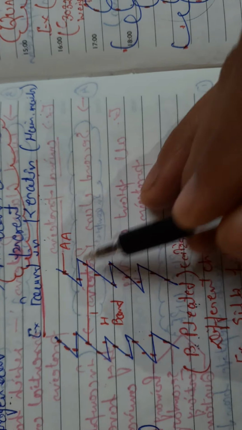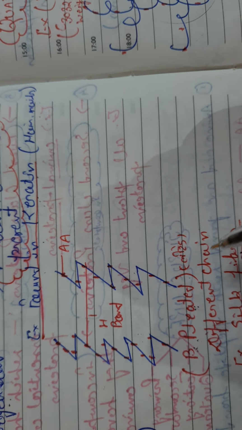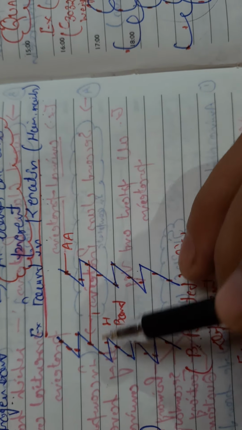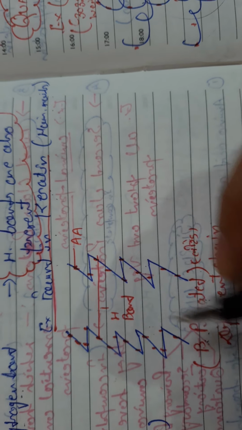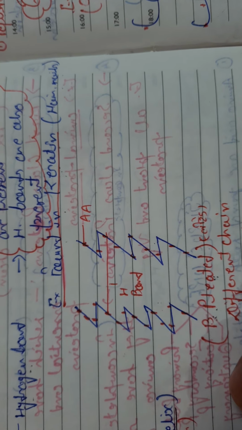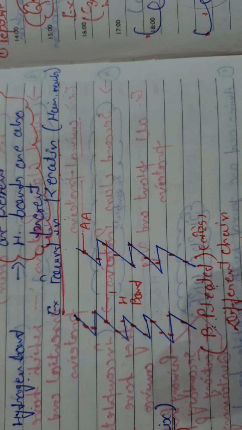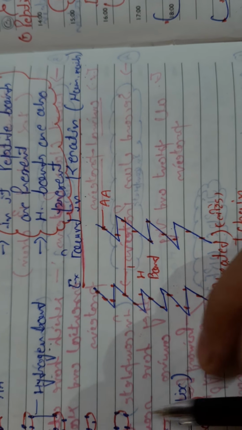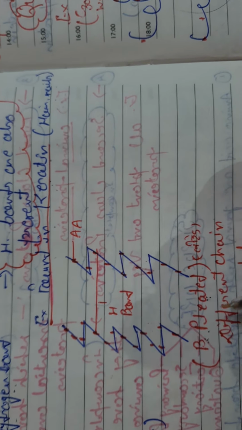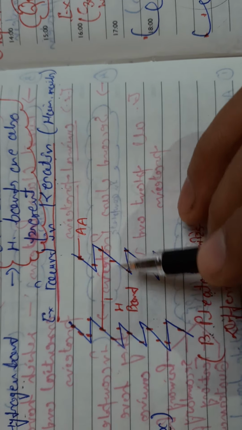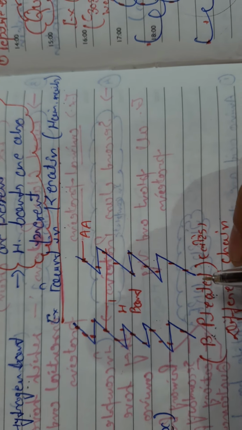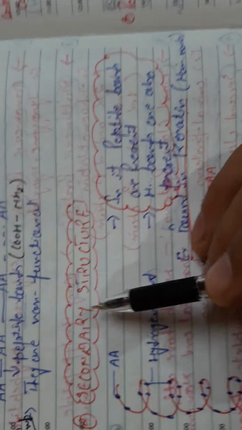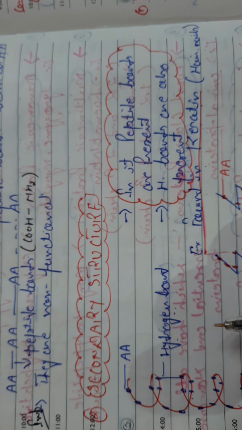Alpha helix structure. Clear? Now, the beta pleated structure is also present there, and this type of structure is found in silk fibers. This is one structure, this is another structure, and they both combine together with the help of hydrogen bonds. So this is the difference between the alpha helix and the beta pleated sheet. In the alpha helix, hydrogen bonds are present only within the same chain, and in the beta pleated sheet, different chains have hydrogen bonds. Clear? So this is the secondary structure of the protein.